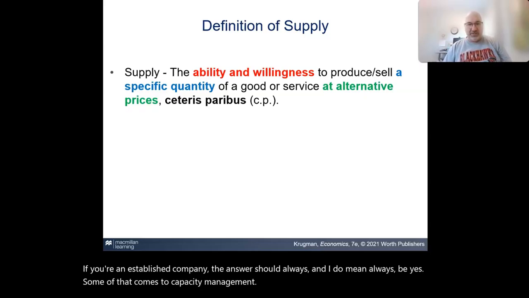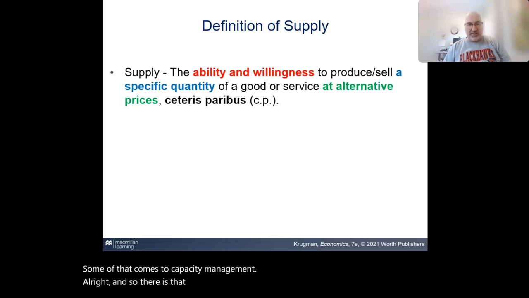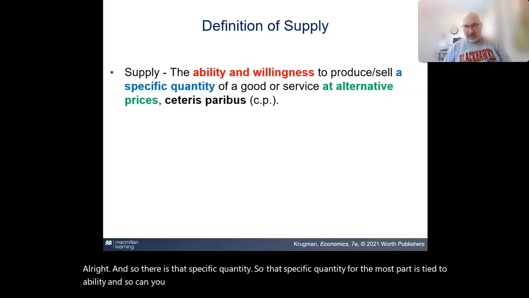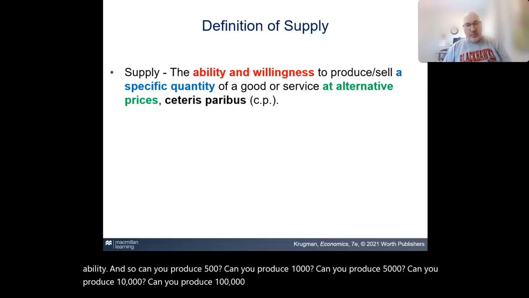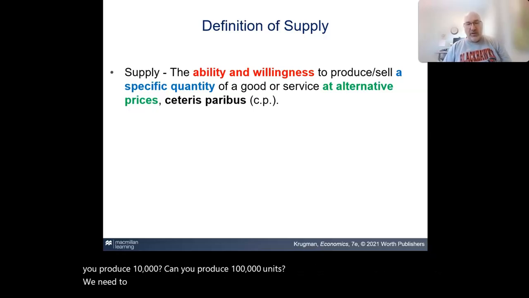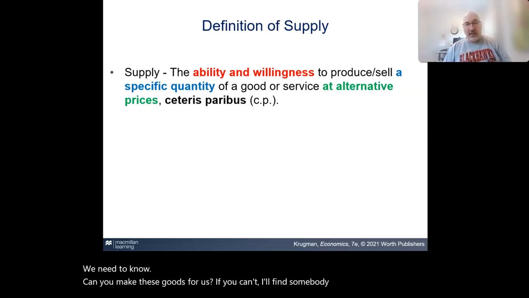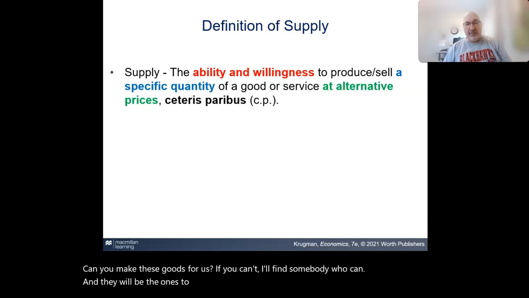All right. And so there is that specific quantity. For the most part, that specific quantity is tied to ability. Like, can you produce 500? Can you produce 1,000? Can you produce 5,000? Can you produce 10,000? Can you produce 100,000 units? We need to know, can you make these goods for us? If you can't, I'll find somebody who can, and they will be the ones to get paid.